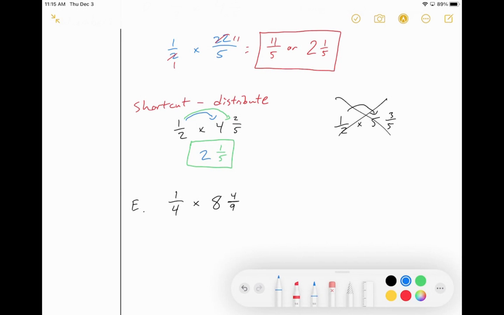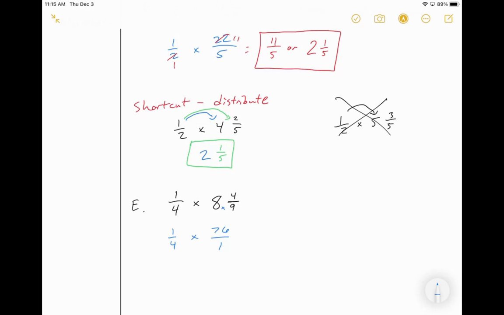Okay, here we go. Let's try to, again, we don't like mixed numbers. Let's change it to improper. So here we go. This one's already 1 1/4. That's fine. All right, let's change this to improper. 8 times 9 is 72, plus 4 is 76 over 9. Ooh, I don't like that number, 76 over 9. Hopefully something cancels out, right?